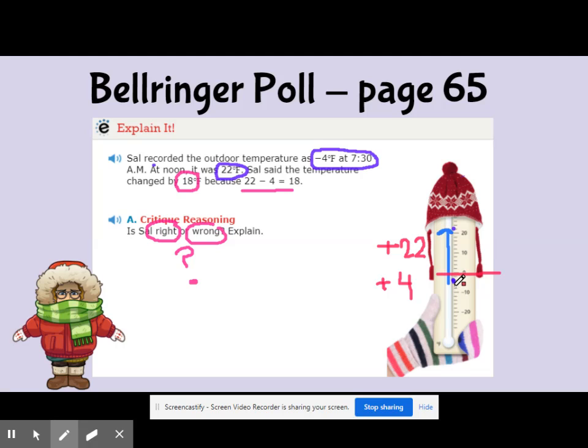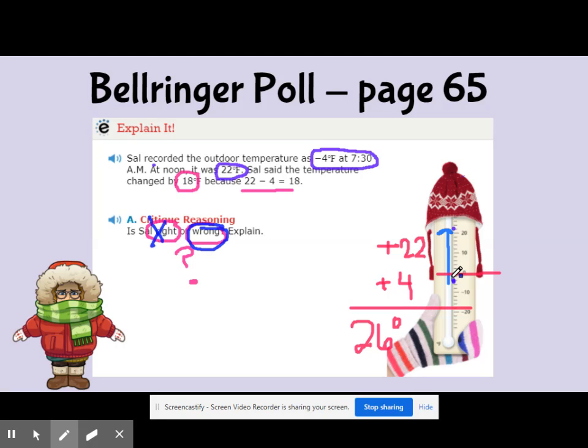So it started below 0. It was 4 below. It went up to 0. That was 4 spaces up. And then it went up 22 more degrees. Well, you have to add those together, not subtract. The temperature went up 26 degrees. So Sal, our friend Sal over here, he was wrong. He subtracted them because he thought change meant difference, which means subtract. But really, we were working on opposite sides of the number line. Okay, it had to go up 4 degrees first.